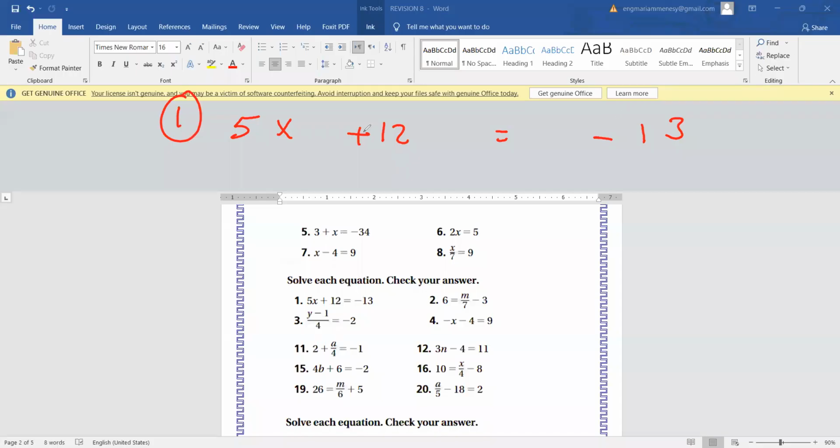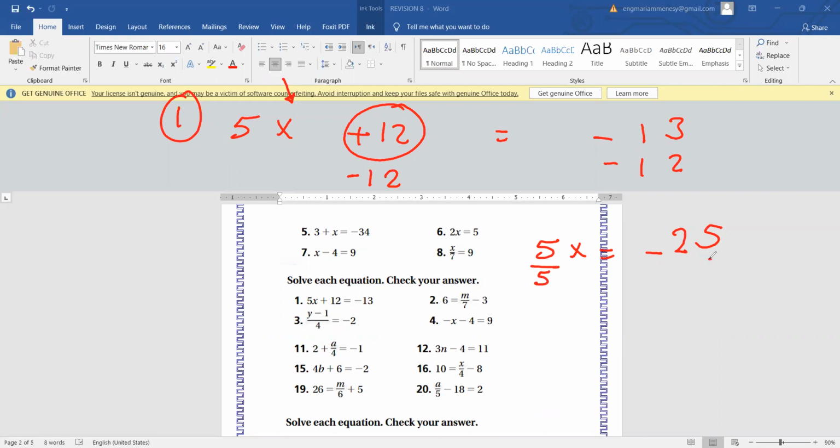I have here plus 12. The variable exists on the left-hand side, then minus 12 on both sides. Then 5x equals negative, we add 13 and 12, which is 25, with the same negative sign. 5x equals negative 25.